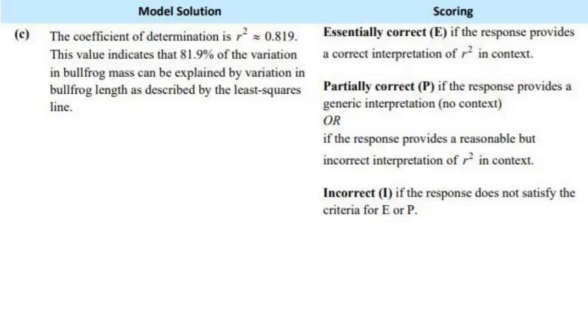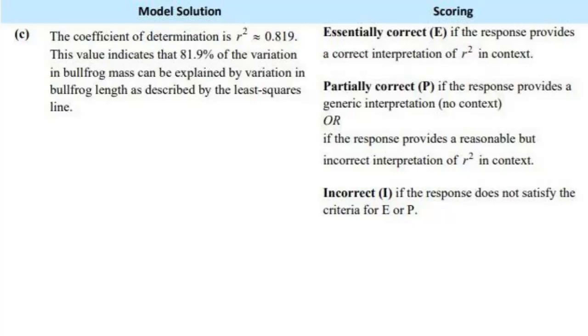This value indicates that 81.9% of the variation in bullfrog mass can be explained by variation in bullfrog length as described by the least squares regression line. To get an essentially correct, the response provides a correct interpretation of r squared in context. So you would have to have 81.9% of the variation in bullfrog mass can be explained by the relationship or the variation with length by the least squares regression line.